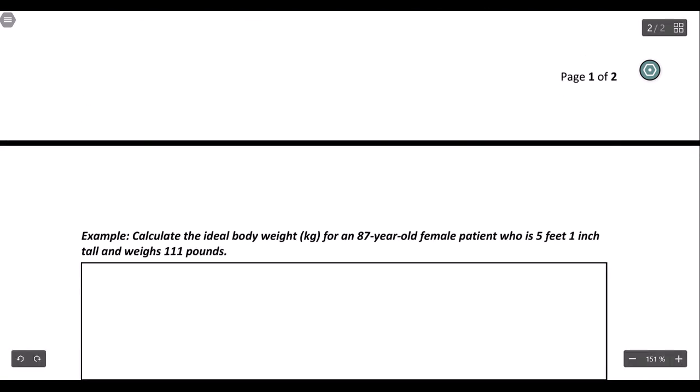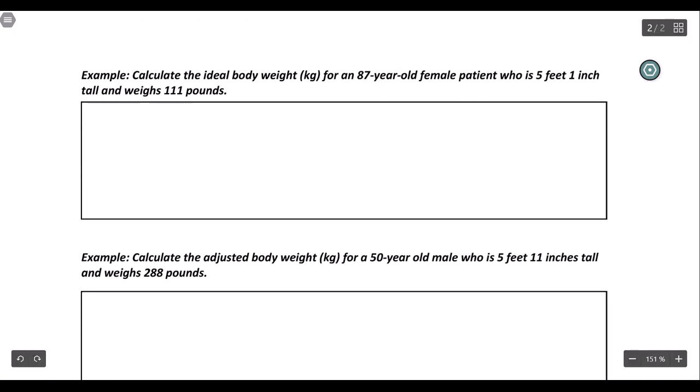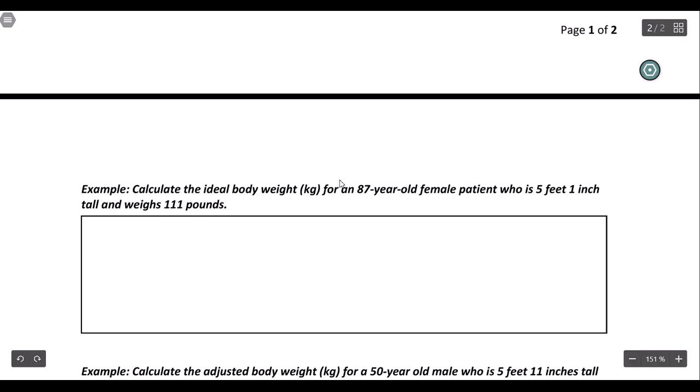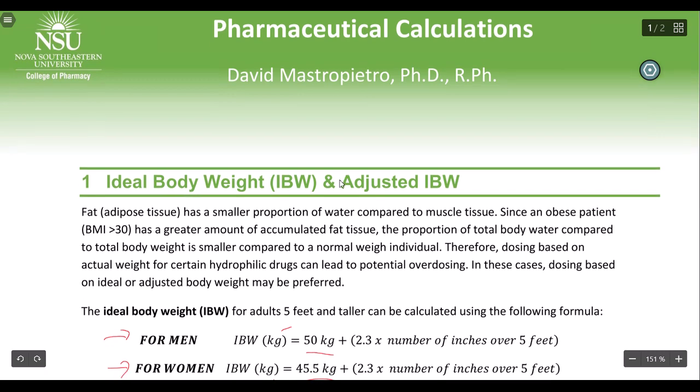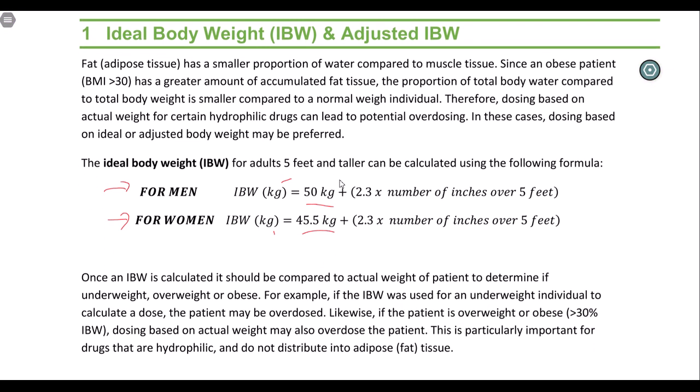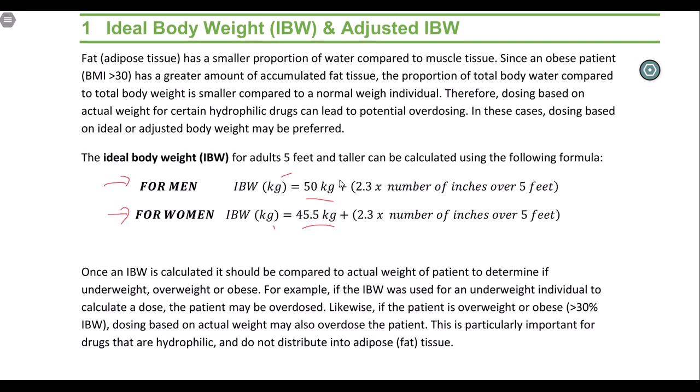So let's look at the calculations. That's what we're interested in here in this session. If you want to calculate the ideal body weight for an 87-year-old female, 5 feet, 1 inch tall, who weighs 111 pounds, it's a female. We need to look at the female equation. The female is going to be 45.5 kg, and then we're going to take 2.3 times the number of inches that they are over 5 feet.